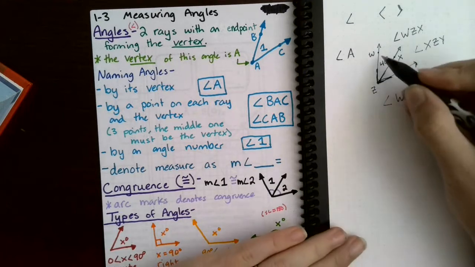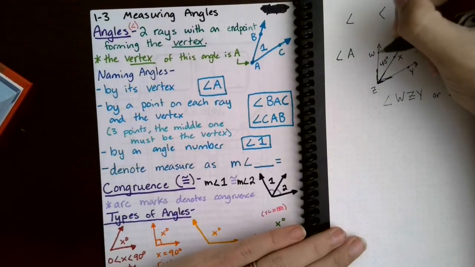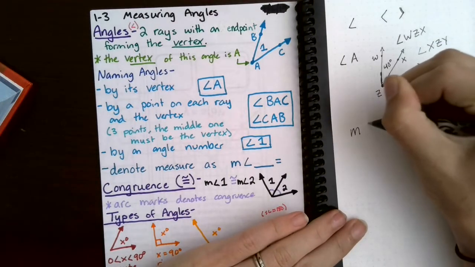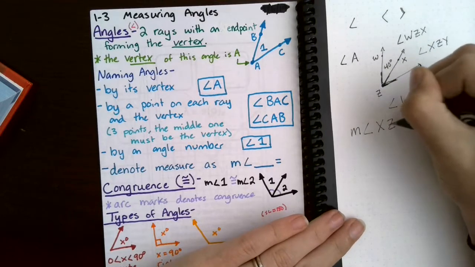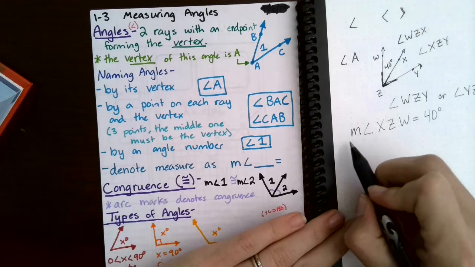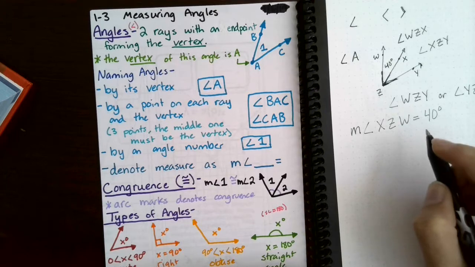So I can say, since I made up this number in here, that the measure of angle WZX, and I'm going to write it the other way, the measure of angle XZW equals 40 degrees. I put the little M in front. That stands for the measure of that angle is 40 degrees, okay?